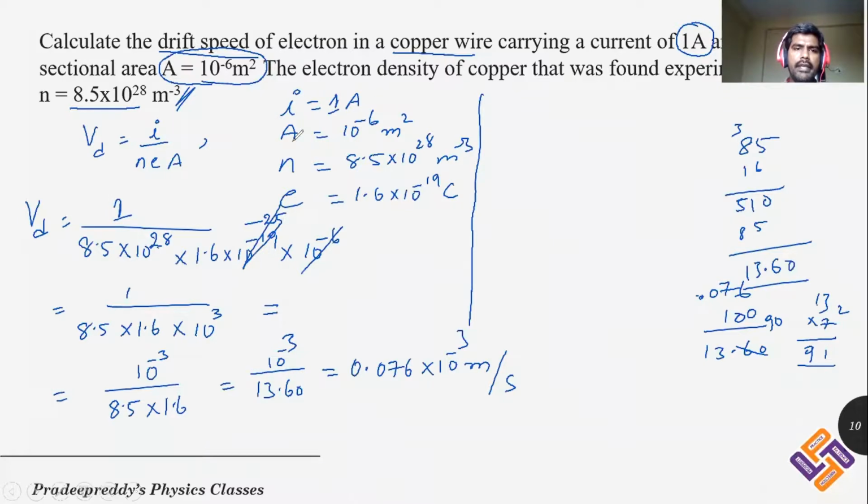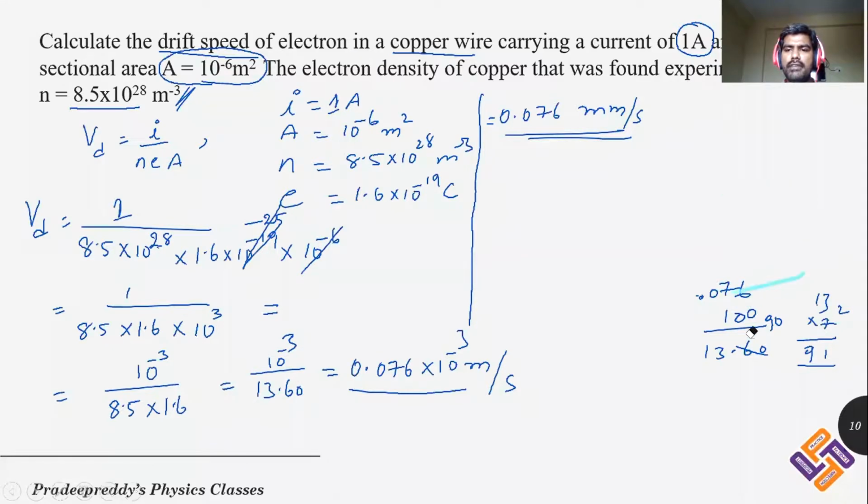Substituting I, n, A, e in this equation of drift velocity and evaluating that, you finally get 0.076 into 10 power minus 3. So this is simply written as 0.076 millimeter per second. Right? Now you have one question. The drift speed of the electron is very small. The drift speed of the electron is just 0.076 millimeter per second.